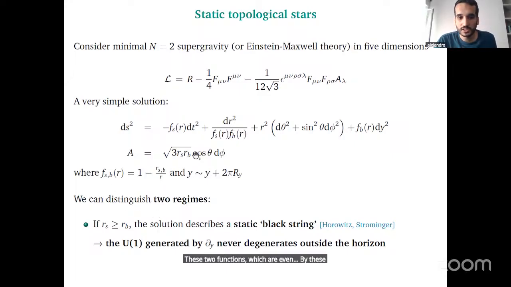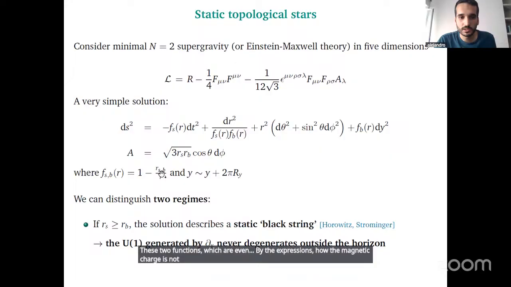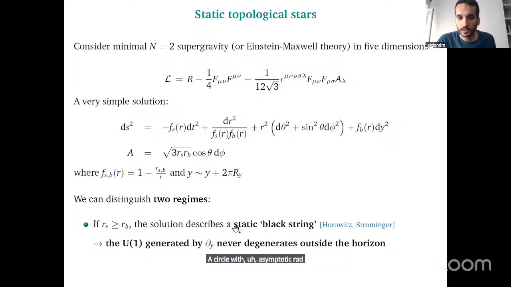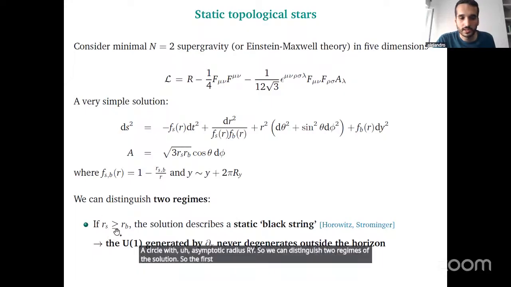So the magnetic charge is not an independent parameter; it is given by the square root of the product of Rs and Rb, and this coordinate is taken to be compact, so it parameterizes a circle with asymptotic radius Ry. So we can distinguish 2 regimes of the solution. The first is when Rs is bigger than or equal to Rb.